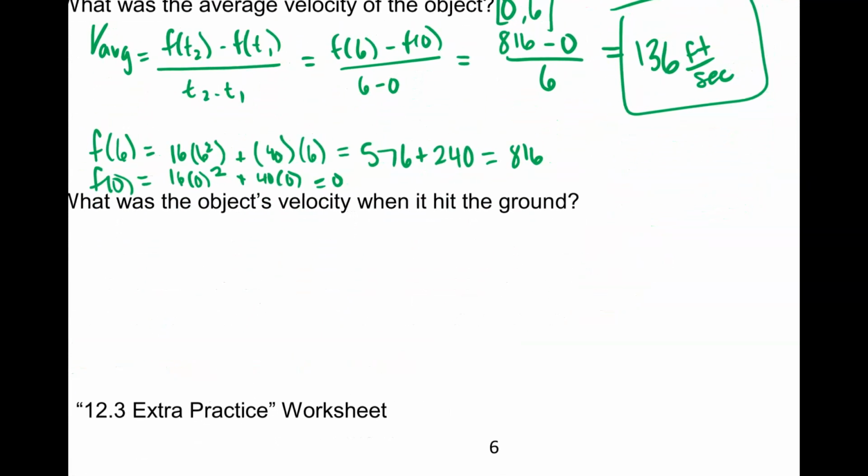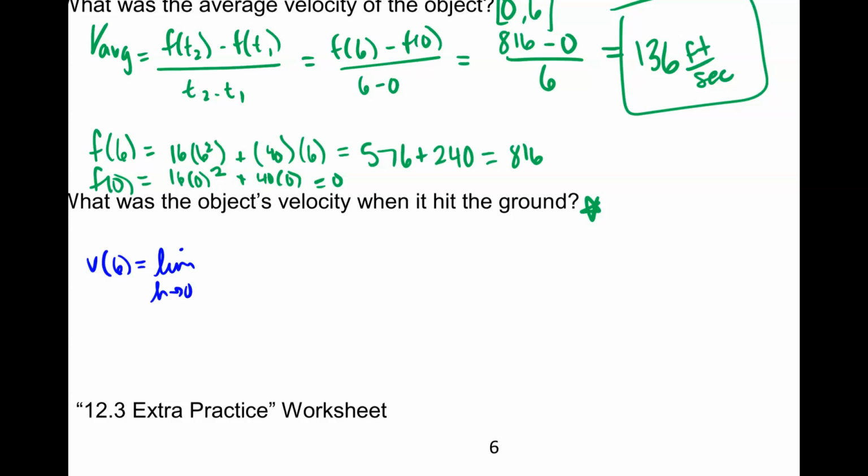So the next question says, what was the object's velocity when it hit the ground? Okay, so we want a single point in time. This is going to be the instantaneous velocity when it's hitting the ground. What's your speedometer at that moment? So we're going to find V at 6 seconds. What is the actual velocity at 6 seconds? Well, we know it has to be more than 136 because that was the average, and we started with 40. We could kind of guess, maybe 180 or so, but let's actually figure out the actual number.